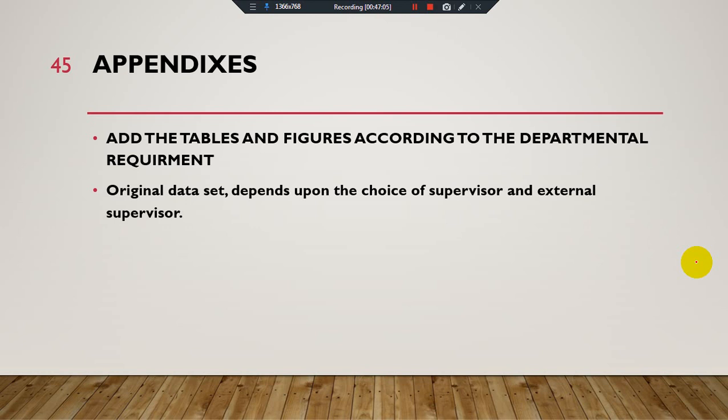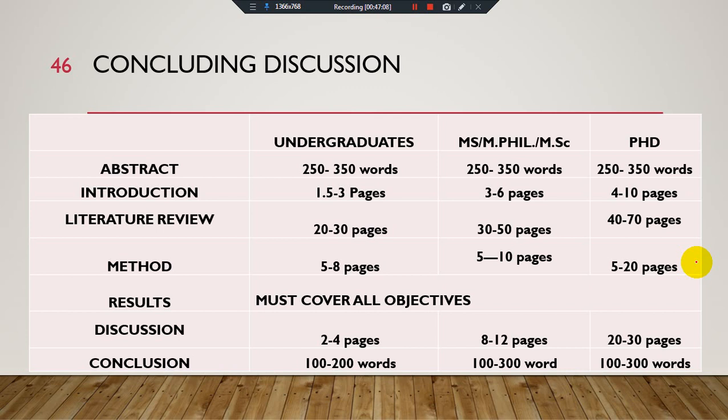So here we are moving toward the concluding discussion. You have to provide your abstract. For the MSc, or you can say the undergraduate student, the abstract should be 250 to 350 words. For MPhil it is also the same, and for the PhD also the same. Normally we are following the international standard for writing the abstract. If you look at different published research papers, the range of the abstract is normally 250 to 350 words.